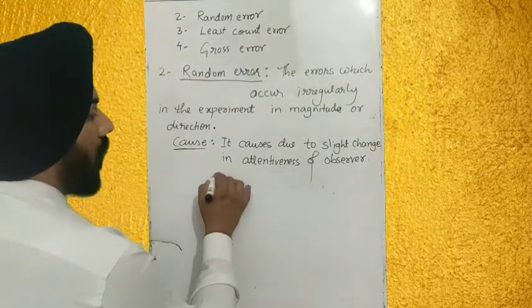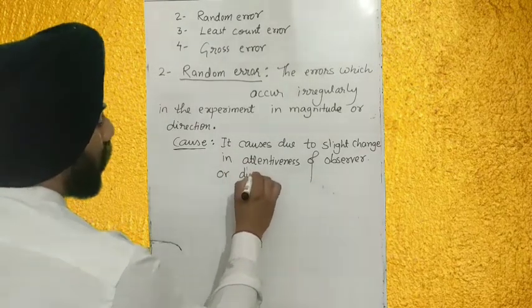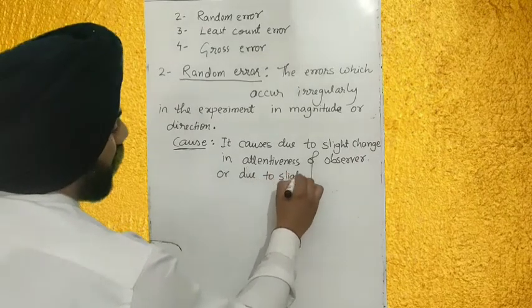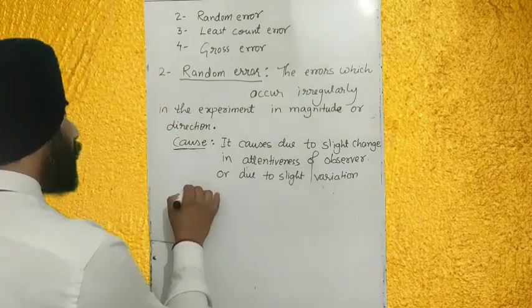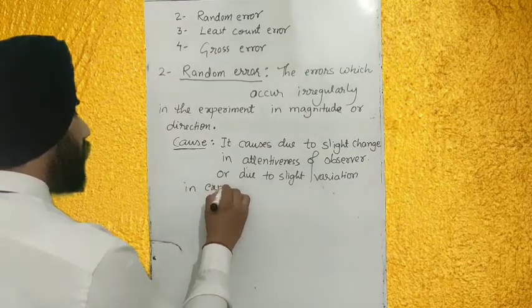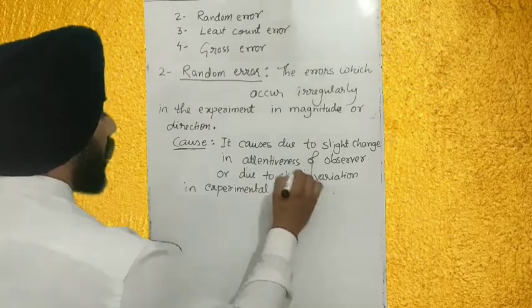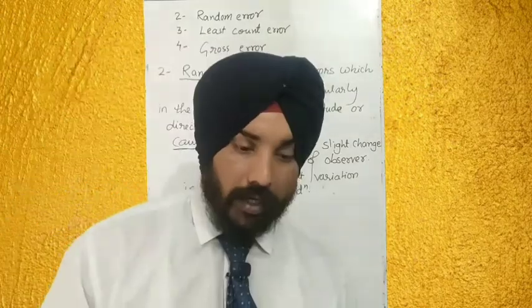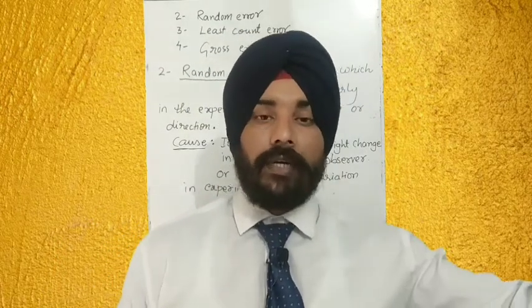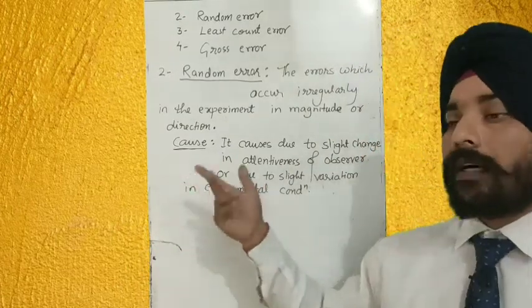And another, it can be caused due to slight variation in experimental conditions. It can be due to a slight change in experimental conditions. Likewise, you are doing some practicals in the lab. Every time the temperature will not be the same. Sometimes it will be 25 degrees Celsius. So maybe the conditions are getting changed. Experimental conditions are not the same.